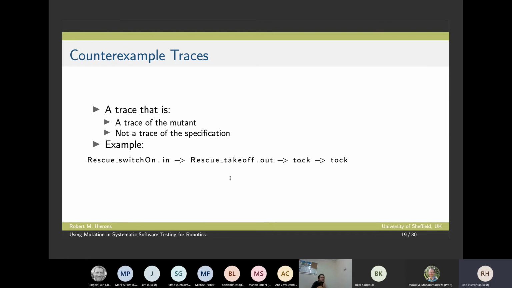So here's an example from one of the mutants. It's essentially switching on, it takes off, and then it waits 2 time units. Now, this is for an instantiated model in which there's only one duration. The waiting period is only 1 time unit, and so this behavior isn't allowed. If the system did this, then it would be an incorrect behavior.